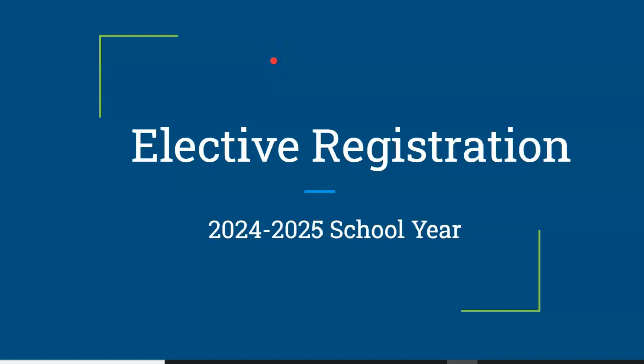Students, it is time to select your elective classes for the upcoming school year, which is 2024-2025. Your elective registration will be done within your student view on My eClass. To do so, you will need to again navigate to your eClass page. So I will give you a moment to open up your Chromebooks and log into your eClass.